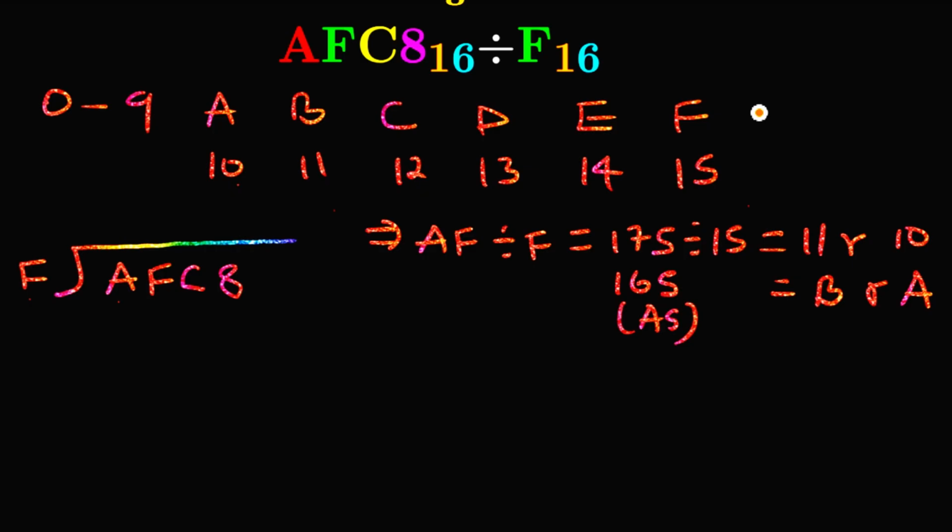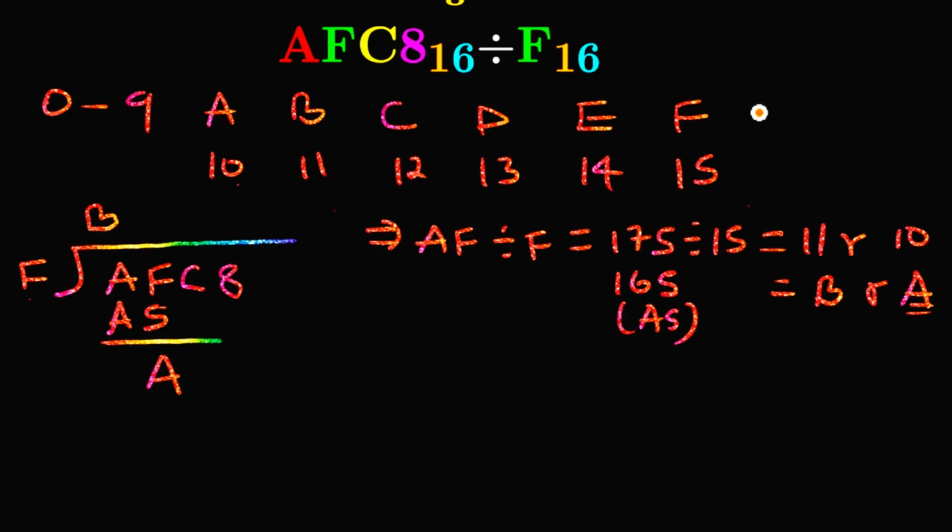So it means that F goes into AF B times. So we write B, which is A5. So we write A5 here, and then we subtract the two. So you have AF minus A5, which is the same as the remainder, and the remainder was A. So we have A right there.